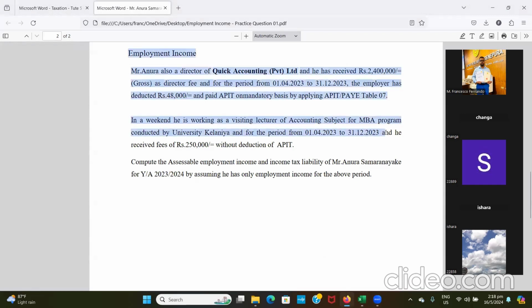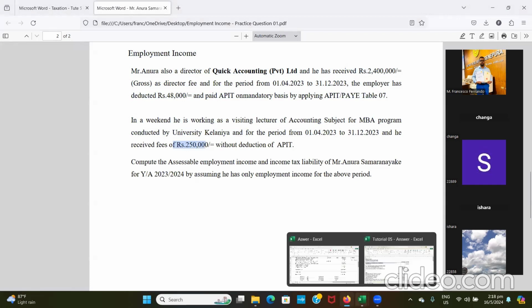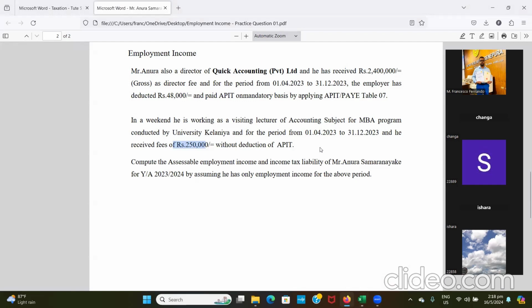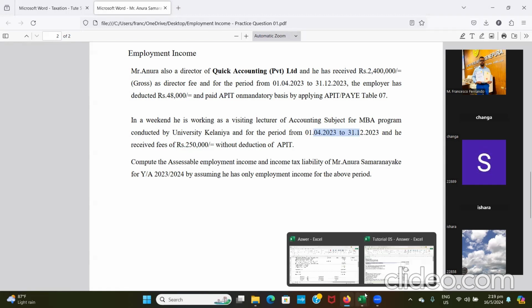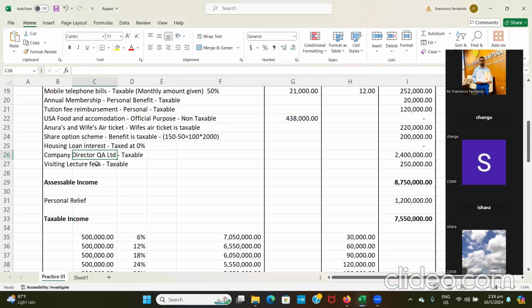This falls under our reporting period, year of assessment, and he received this much of fees. So we can assume this is for a year. This is for 3 months from 1st October 2023 to 31st December 2023. We can take that for that period, and that is also being taxed because that is a part of the employment income.